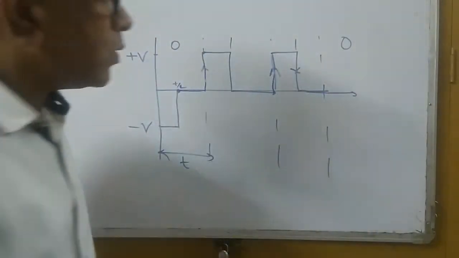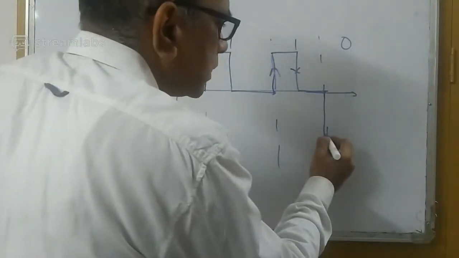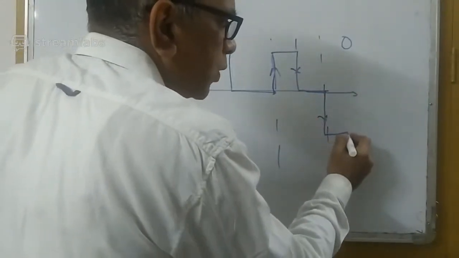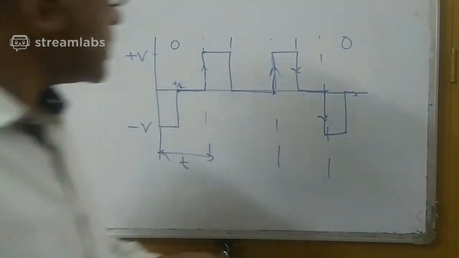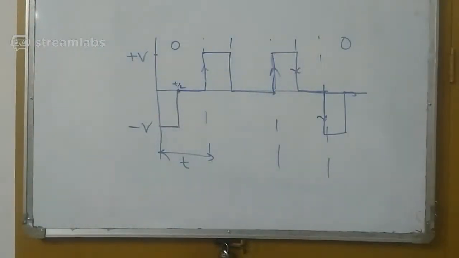And when it comes to a 0, it moves to a negative voltage level. Stays there for half bit duration, comes back to 0, and stays there. Okay. So this is how your RZ scheme is.